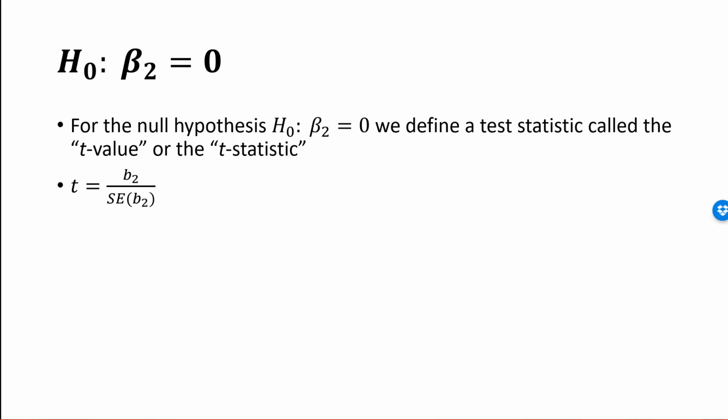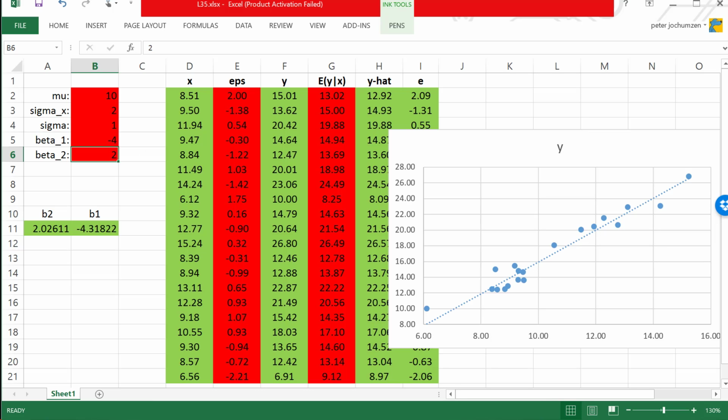So just note a couple of things. If B2 is close to 0 or 0, then T will be close to 0 or 0. Another is that the higher the standard error of B2, the smaller is the T value, given the same value for B2. We can easily calculate the t-statistic in Excel.